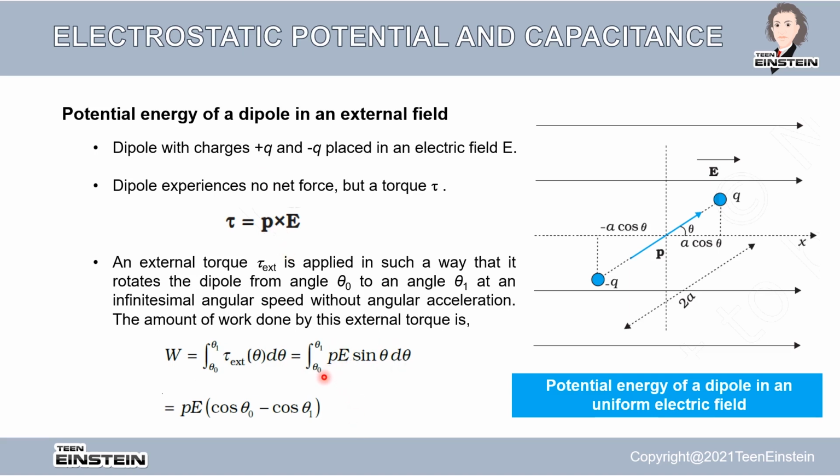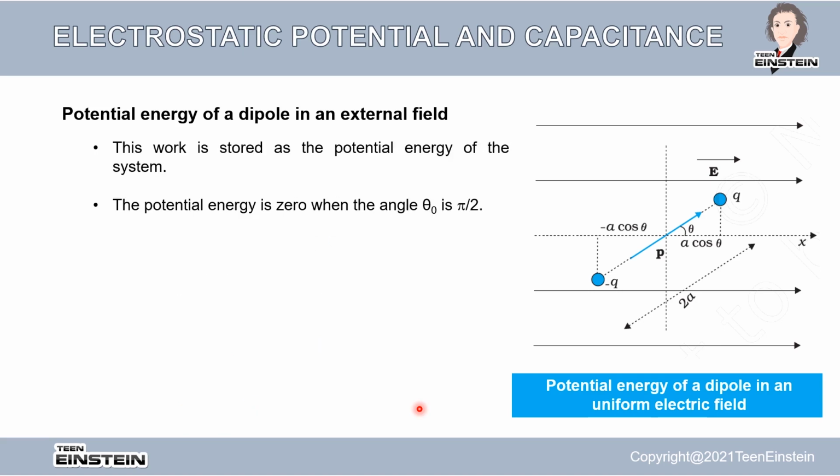So theta goes from theta 0 to theta 1. PE we can take out, and the integral of sin theta is minus cos theta. So we have PE into cos theta 0 minus cos theta 1. This particular work is stored as the potential energy of the system. So this is the work that is needed to rotate the dipole from theta 0 to theta 1.